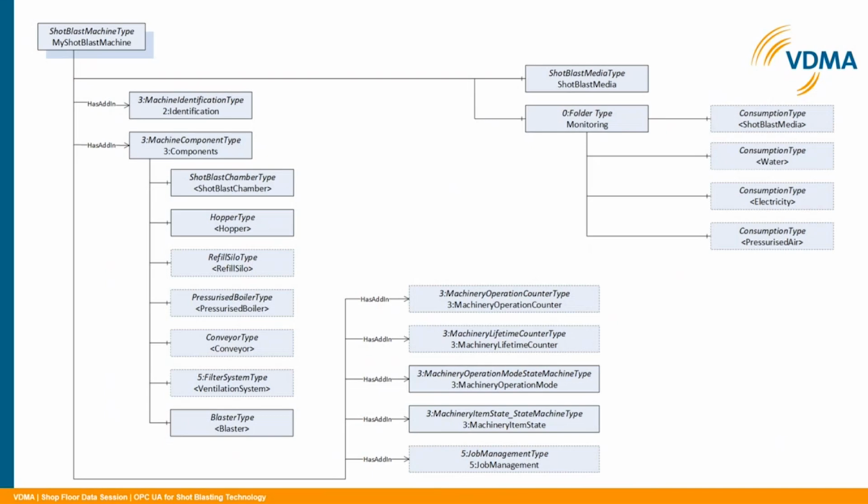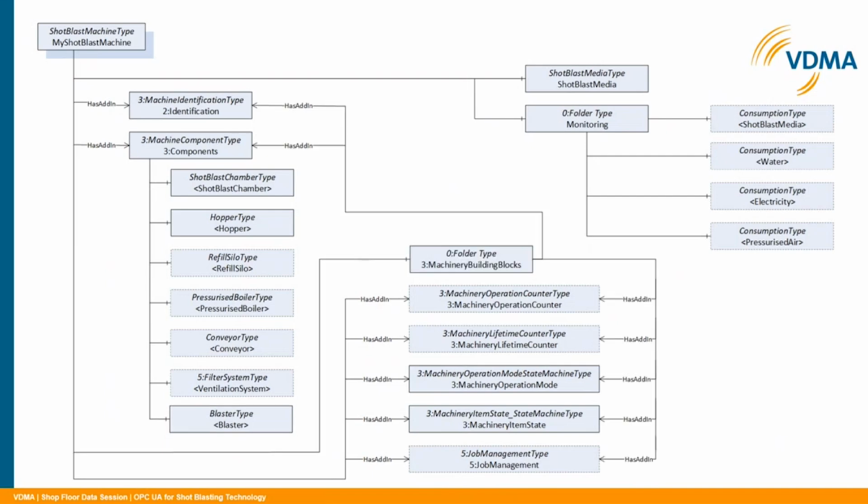And whenever you implement something from the machinery, then you have to structure these building blocks in the machinery building blocks folder. The machinery building blocks folder is a structural folder on the first level of your machine. As you can see here, the shot blast machine has on the first level the machinery building blocks folder. From this folder, you have an additional reference to each machinery building block that you've implemented into your information model.